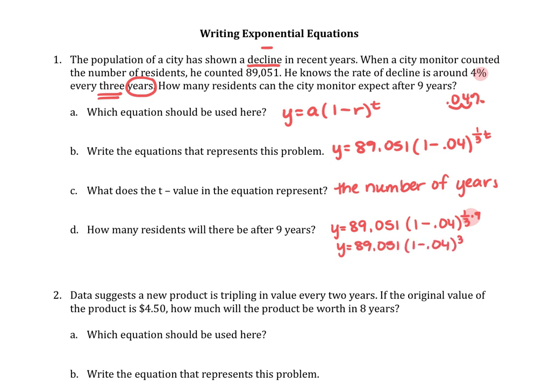Again, I'm going to type that in my calculator. Since I'm talking about residents, which are people, I drop my decimal and I can only have whole values. That should give you 78,786 residents. And it should make sense because we said that it's declining, it's going down, that I have fewer residents than what I started with.